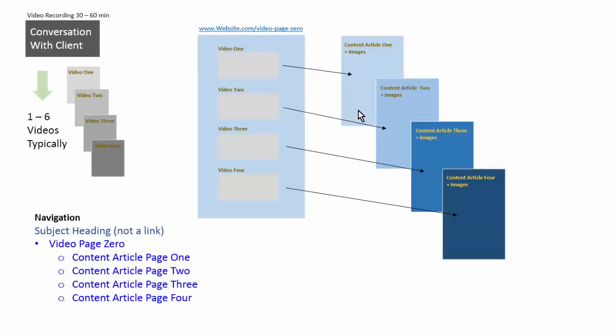The written content version of each video is where the magic really happens. So rather than just having one page with a bunch of videos on it, we end up with video 1 a subpage, video 2 a subpage, video 3 a subpage, video 4 a subpage.